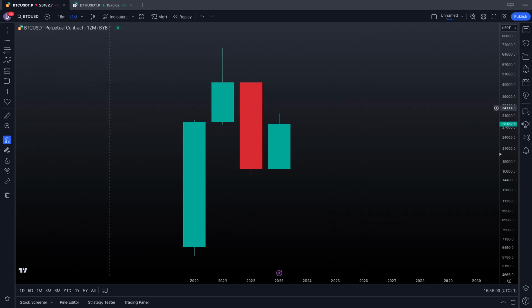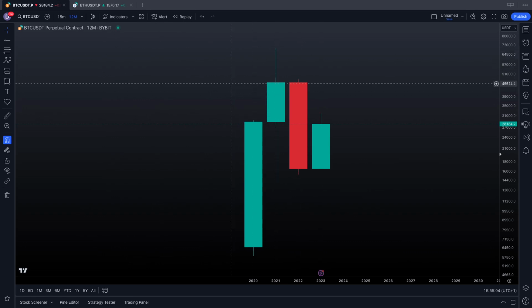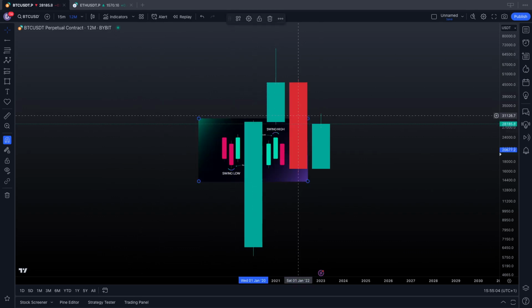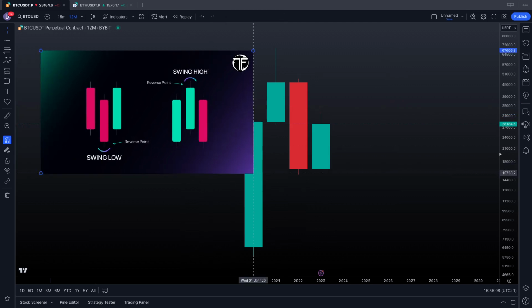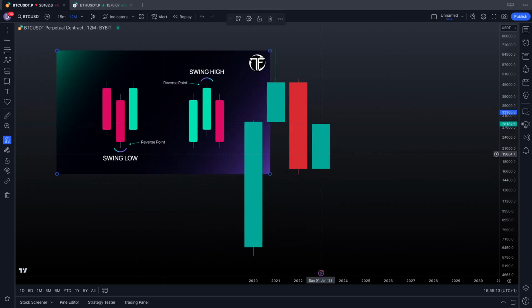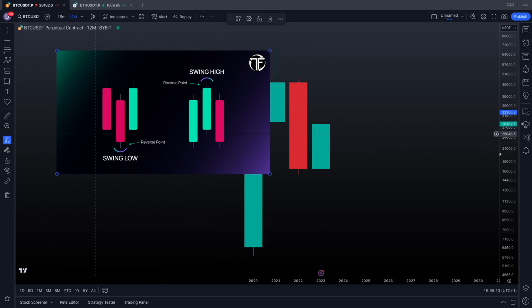So really quickly, before I even deep dive, I'm going to state the obvious. Number one is that we have this lovely thumbnail to give you guys a quick, easy visual before I deep dive into the actual chart of what a very basic swing low looks like and what a very basic swing high looks like.